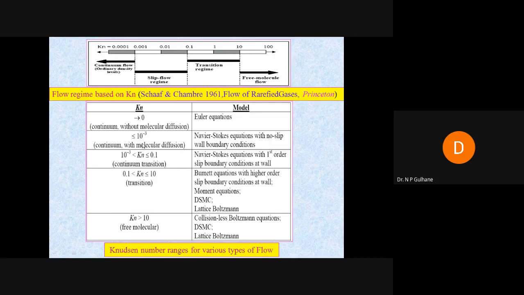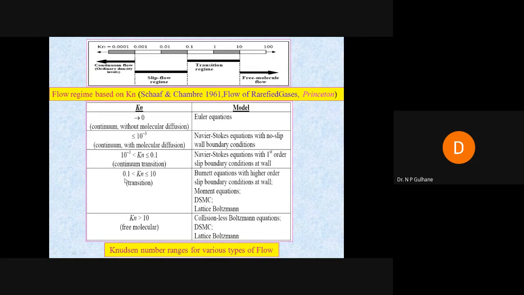Then if the Knudsen number is less than 10 to the power minus 3, it's a continuum region with molecular diffusion. We can solve this type of model by applying the Navier-Stokes equation with no slip wall boundary condition. Now between 10 to the power minus 3 and 0.1 is the slip flow regime, a continuum transition. You can solve it with the Navier-Stokes equation with first order slip boundary condition at the wall. We can see how this boundary condition is applied when we start numerical simulation.